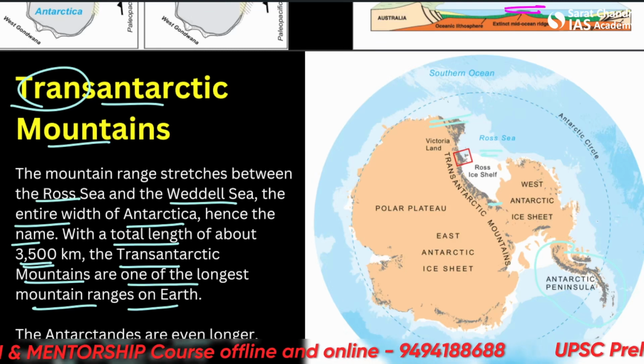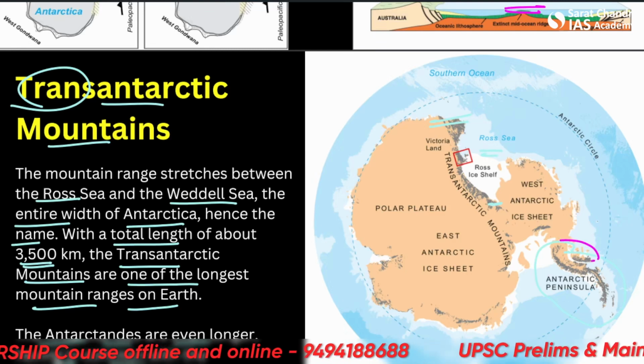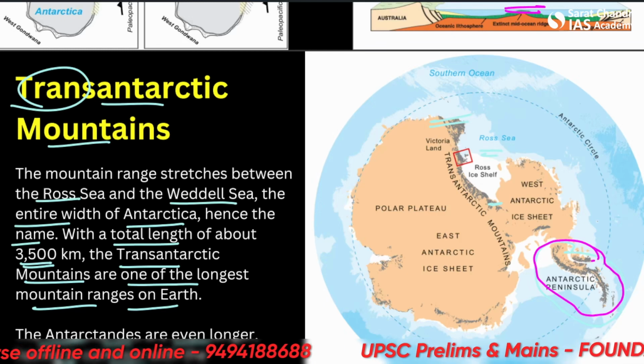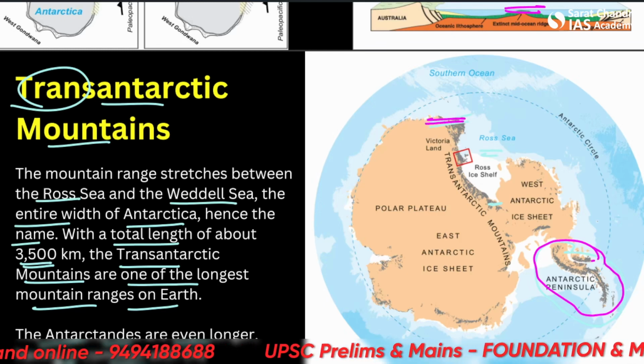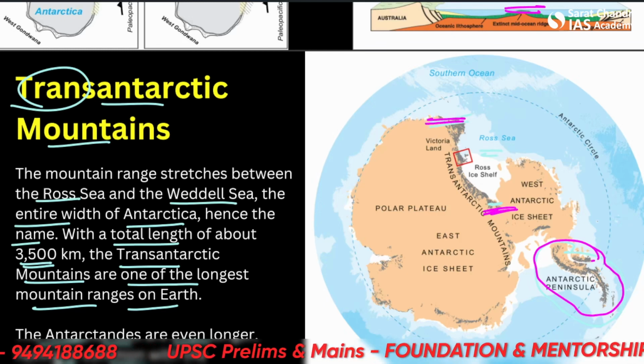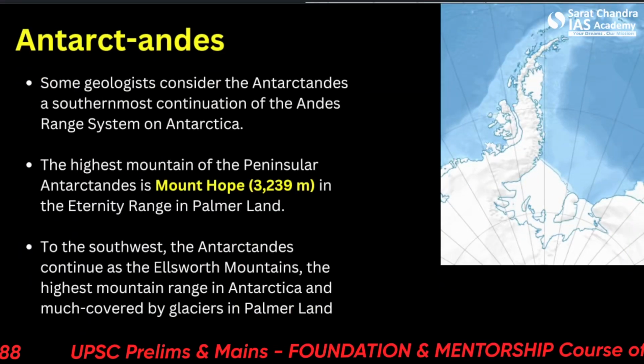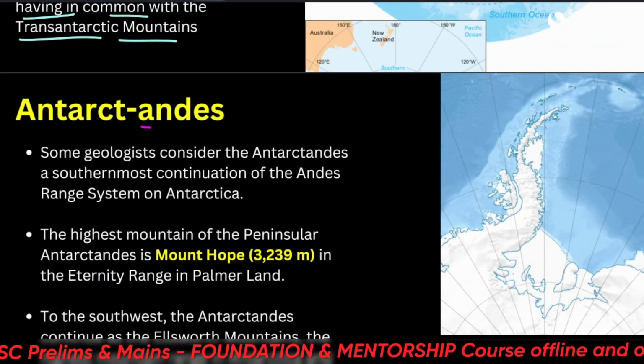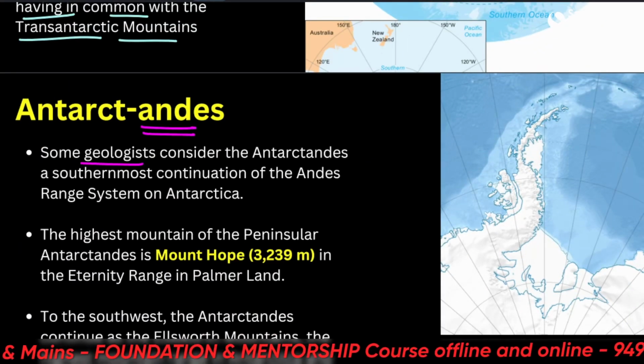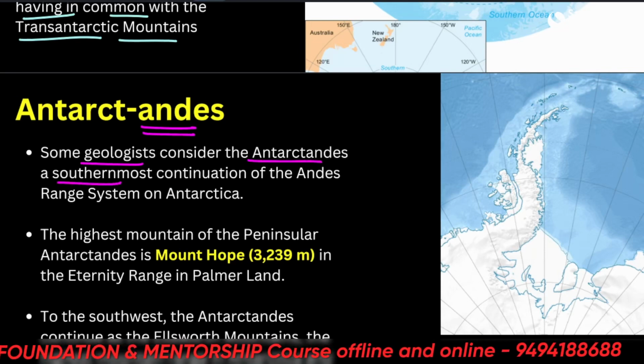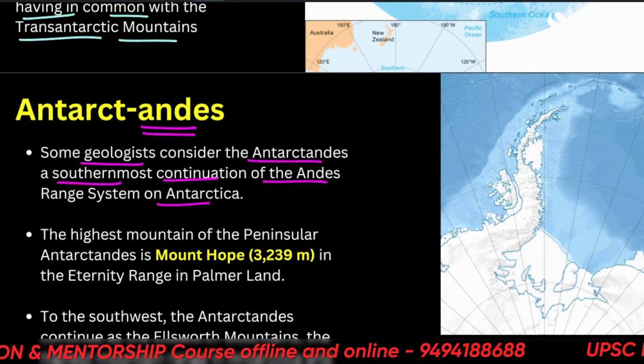Alright, so the Antarctic Andes are located in this part, and the mountains we are talking about are located between here. Okay, what are the Antarctic Andes now? Some geologists consider the Antarctic Andes as the southernmost continuation of the Andes of Antarctica.